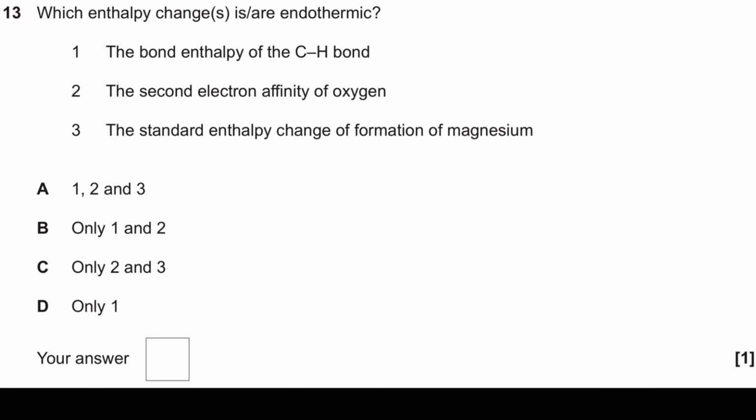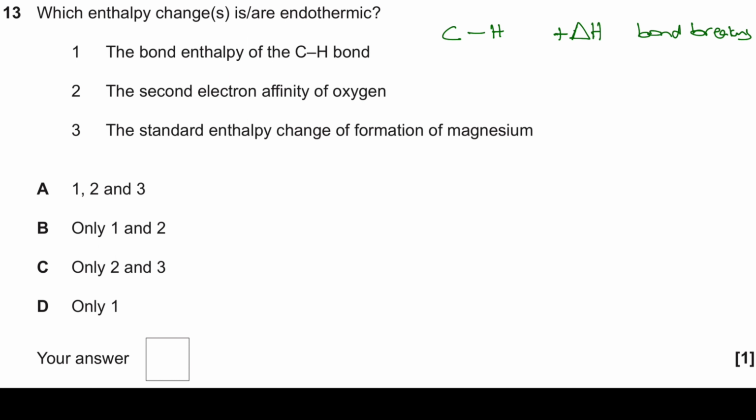Question 13. Which enthalpy changes is or are endothermic? 1. The bond enthalpy of CH bond. A CH bond means you have to break the bond. So the bond enthalpy means the energy required to break that bond. If you're breaking that bond, that's endothermic. It's going to be delta H plus. That's bond breaking. Bond breaking is endothermic.